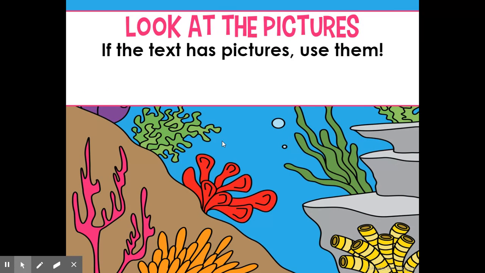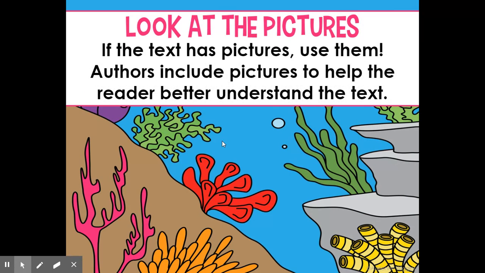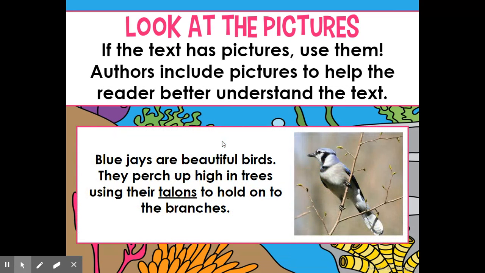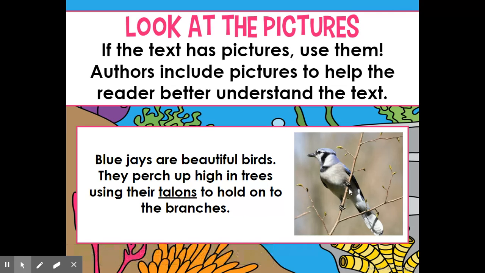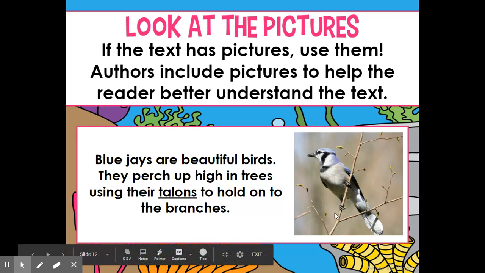If the text has pictures, use them. Authors include pictures to help the reader better understand the text. Blue jays are beautiful birds. They perch up high in trees using their talons to hold on to the branches. So what are they using to hold on to the branches? Obviously, talons are like their little feet, or their claws, rather.